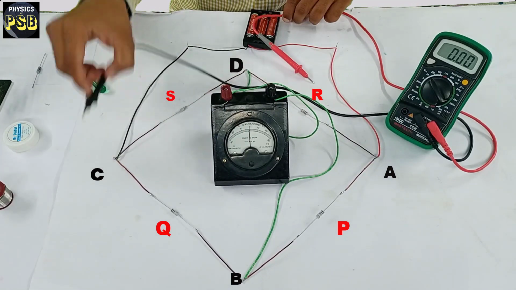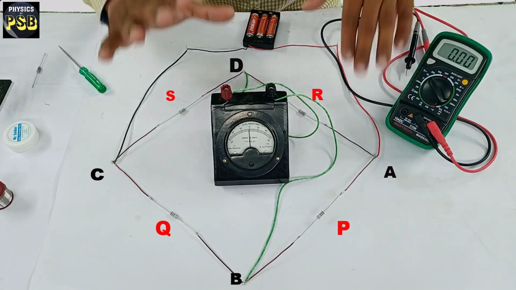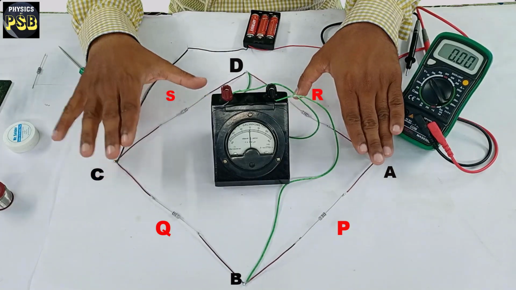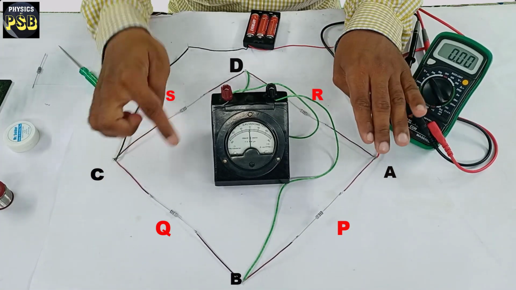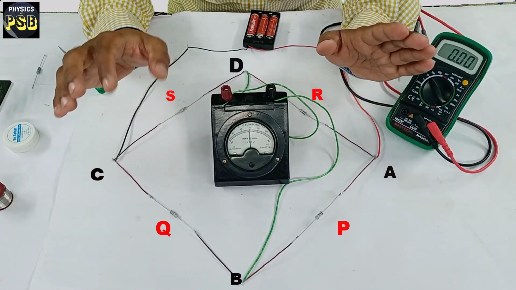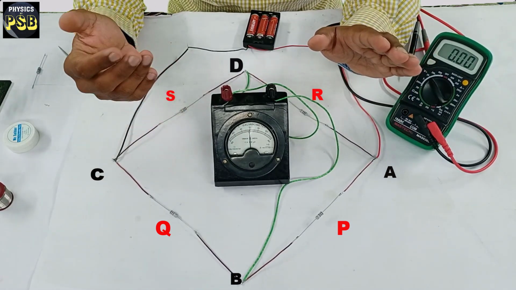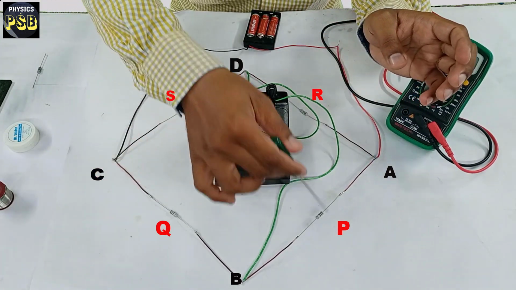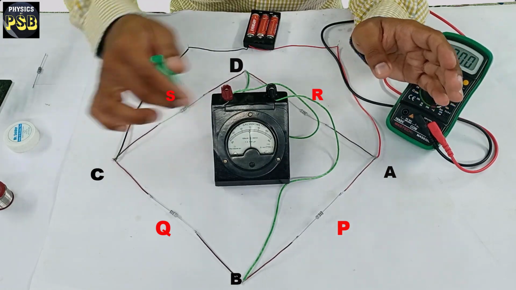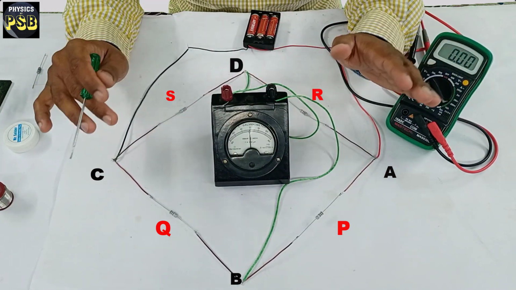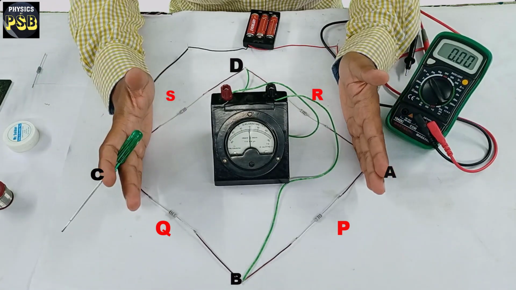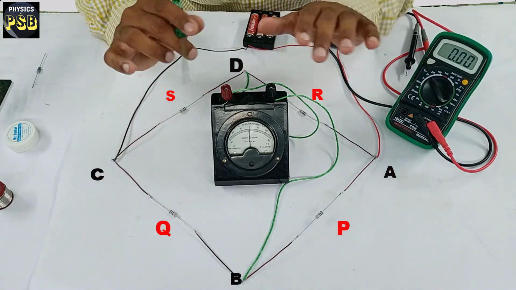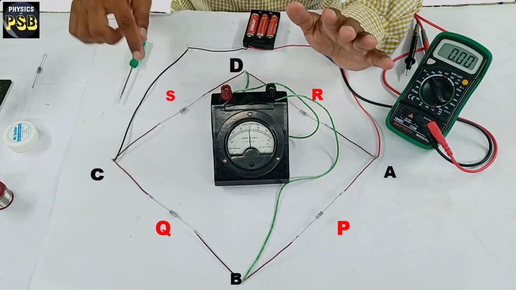Now I am going to break this balanced condition of the Wheatstone bridge. For that I am going to replace any one of these resistors with a resistor whose value is different. The resistors that I have used here are 1 kilo ohm resistors. All the 4 resistors are of the same value. That is why these limbs have the same current and the voltage at these 2 points is the same, so no current flows.